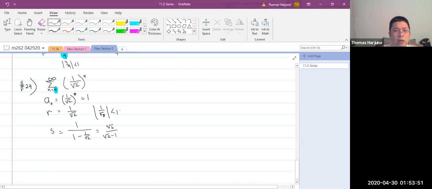You know what? I don't like to have a radical, especially with subtraction at the bottom. Let me multiply by the conjugate, square root of 2 plus 1, on the top and the bottom. I get 2 plus radical 2 over 1. That's 2 plus radical 2.